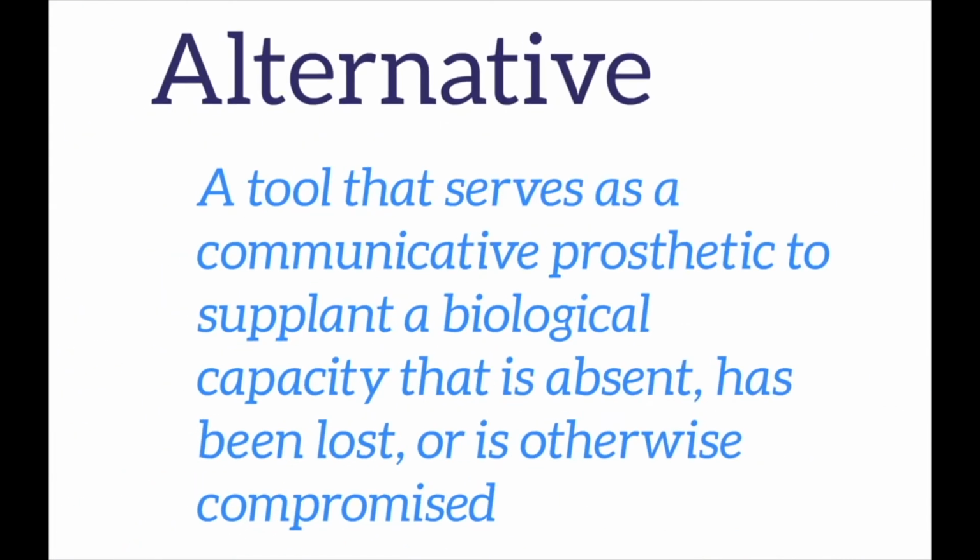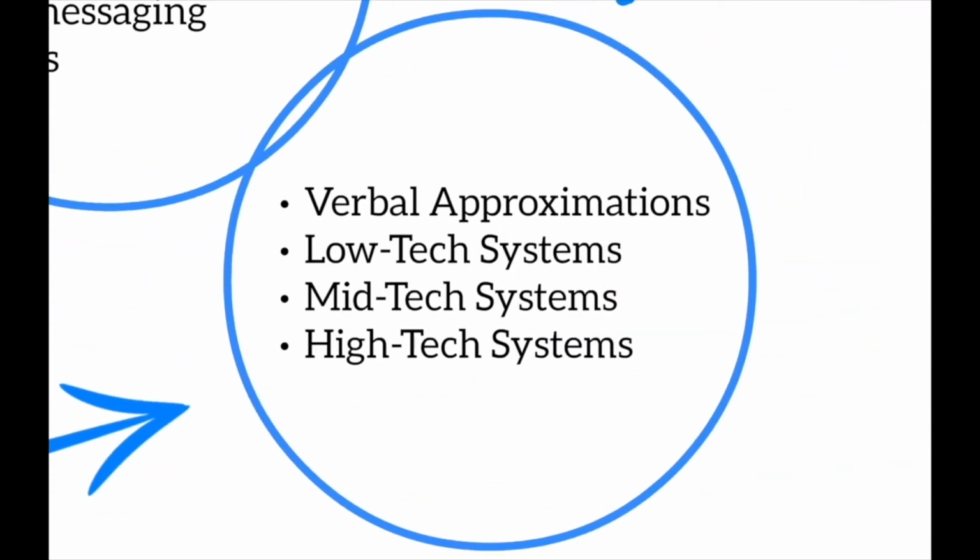On the other hand, we have the alternative. So an alternative is a tool that serves as a communicative prosthetic to supplant a biological capacity that is absent, has been lost, or is otherwise compromised. Some good examples here are verbal approximations, children that can perhaps get their point across without clear speech, low-tech systems, which we'll talk about in a moment, mid-tech systems, and high-tech AAC.